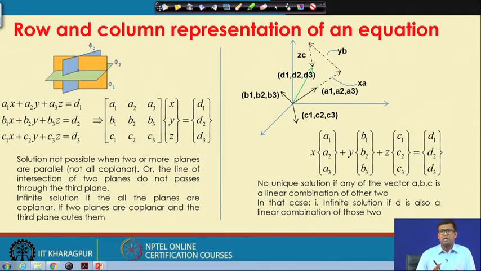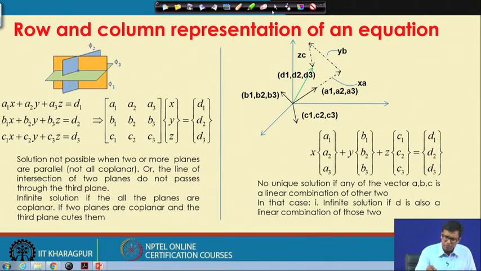The planes are parallel. If they are not coplanar, then no solution. If they are coplanar, then infinite solution. If third vector is a combination of the first two vectors, then there are infinite solutions if the solution vector is also a combination of the first two vectors; if not, there is no solution.